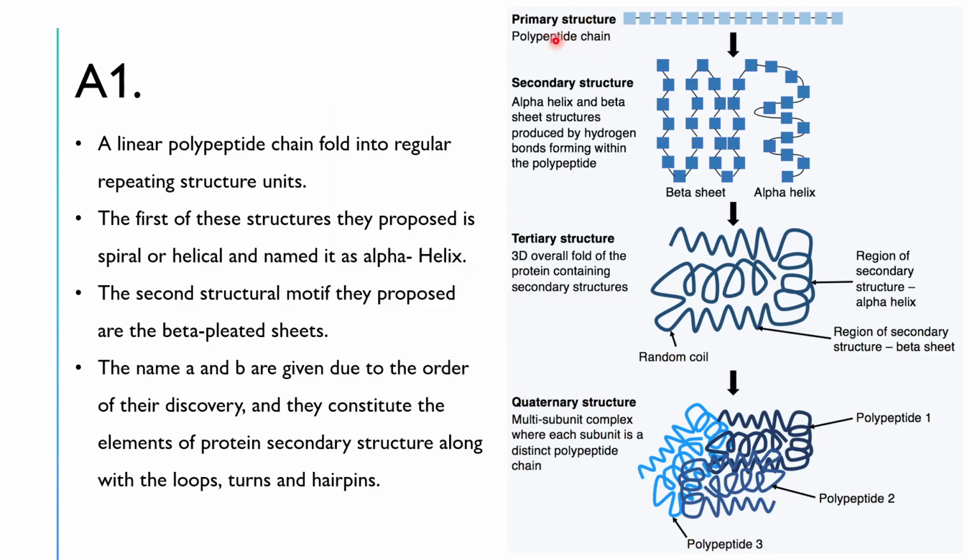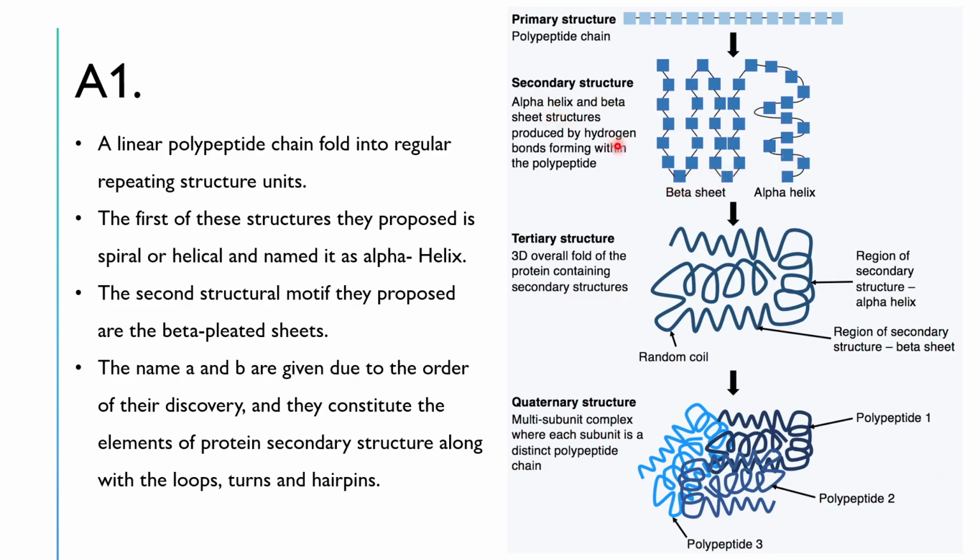So here is the primary structure of protein. That means a polypeptide chain. As you know, proteins are made up of amino acids. So these are basically amino acids bonded together by the peptide bond. It's also called amide linkage between two amino acids. When these primary structures get folded, it leads to production of the secondary structures.